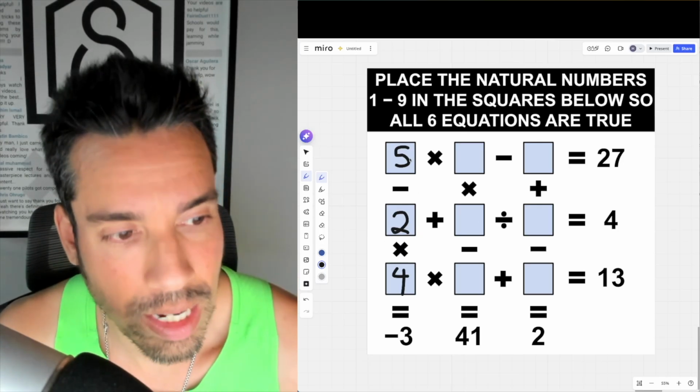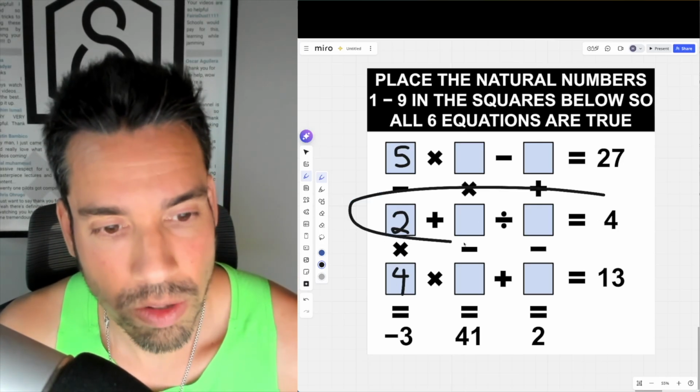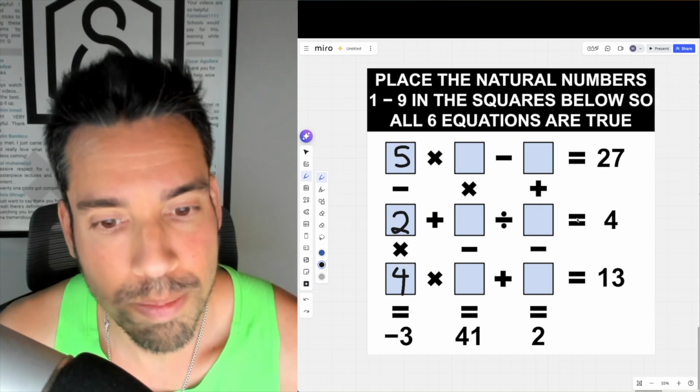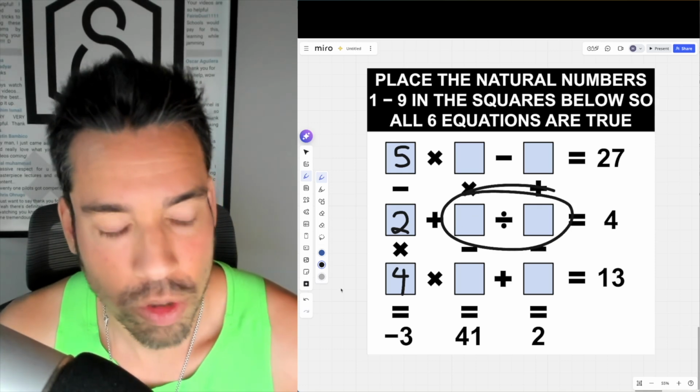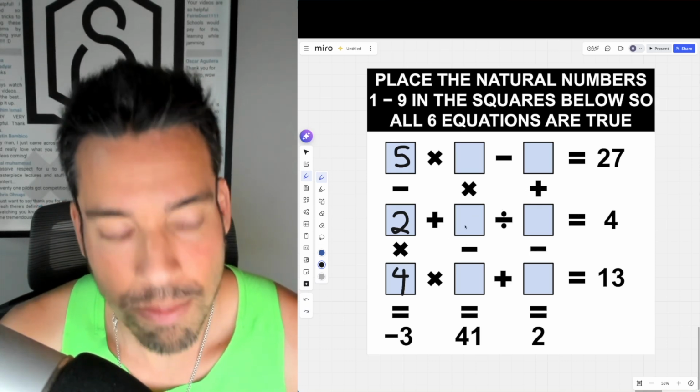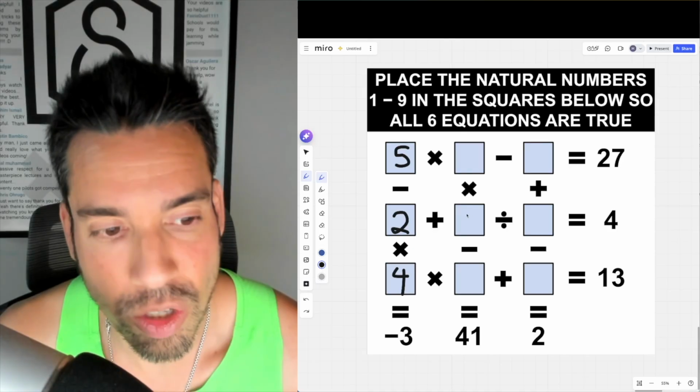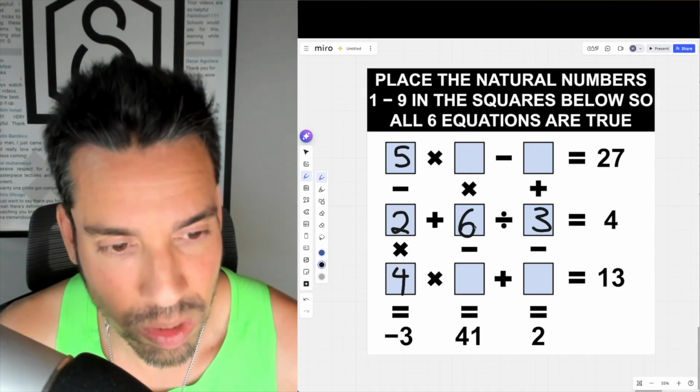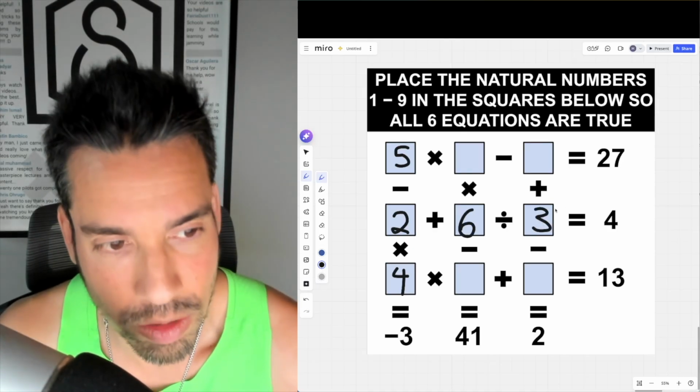Okay, now that we've got a 5 here and a 4 here, let's figure out this row. 2 plus what is equal to 4? 2. So I need a 2 here. Of the remaining numbers, the combination that's going to work is 6 and 3. 6 divided by 3 is 2, plus 2 gives me 4.